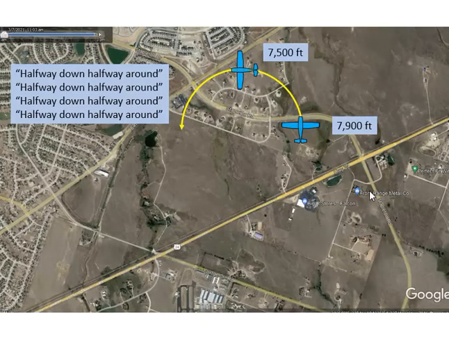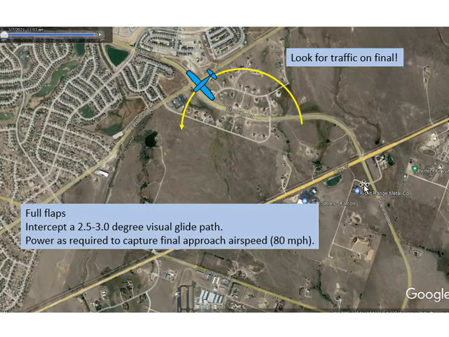We'll do another notch of flaps about right here, and then full flaps rolling out on final, and we're going to intercept that 2.5 to 3 degree visual glide path. And then power is required to capture that final approach speed. For the aircraft, for the majority of you folks watching this, Cherokees and Warriors, it is 80 miles an hour. Just refer to your POH.